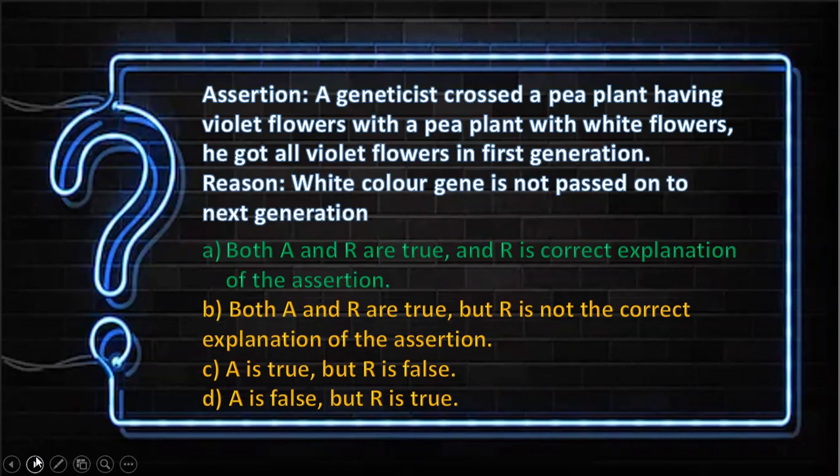So when a pea plant with violet flowers and a pea plant with white flowers are crossed in the first filial generation, what happened? We got all violet flowers. So what is the reason for that? The white color gene is not at all passed on to the next generation, right? So both the assertion and the reason given in the question are true, and the reason which is given as an explanation of the assertion is exactly right. So both assertion and reason are true, and reason is the correct explanation of the assertion. Clear with that?